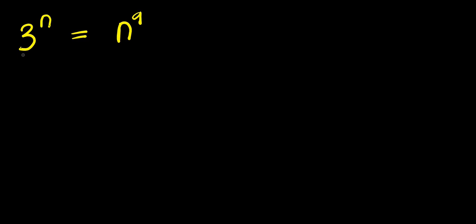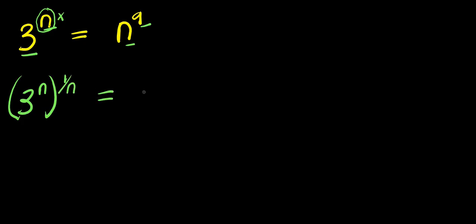Hello, how to solve 3^n = n^9, solving for the value of n. Now, what we are going to do is start by eliminating this n here. So we multiply the exponent by 1/n. This is (3^n)^(1/n), and this equals (n^9)^(1/n).